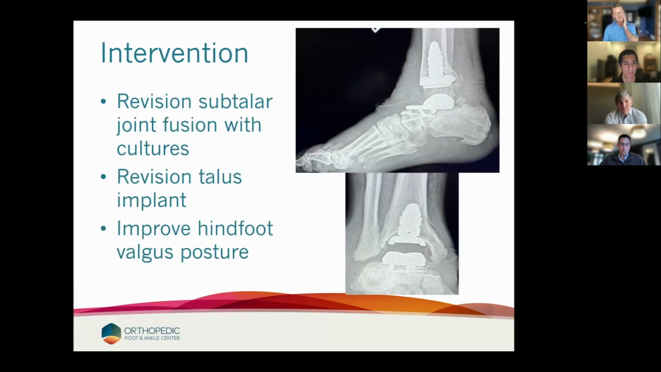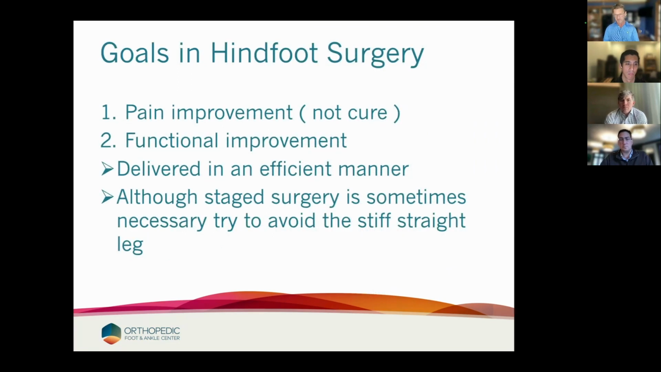So this was my case last week. What I've done is revision subtalar joint fusion. All cultures are negative so far. I have fused his talonavicular joint so that I've got an Envision implant now extending up to the talus. You will notice that I am seating my talar implant on that calcaneus on the back. I've got him out of valgus, and I'm optimistic.